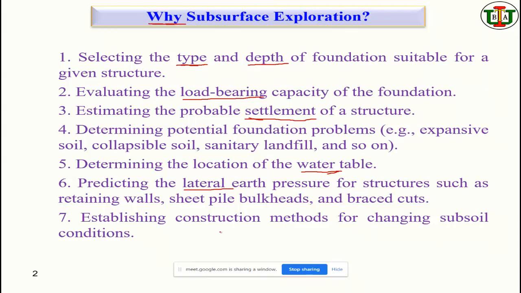Establishing the construction methods for changing subsoil conditions. Suppose the subsoil you have in your project is very weak. At that time you need to think of how to improve it, what are the ways you can improve it, and what are the easy ways to construct your structures there.